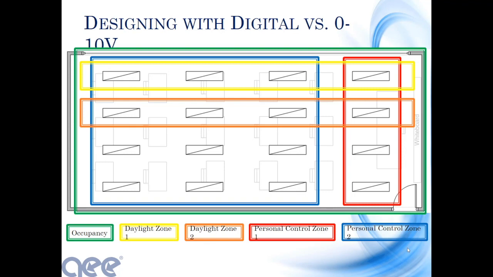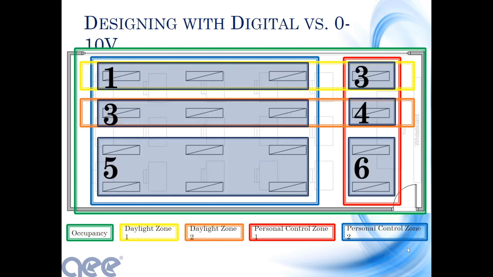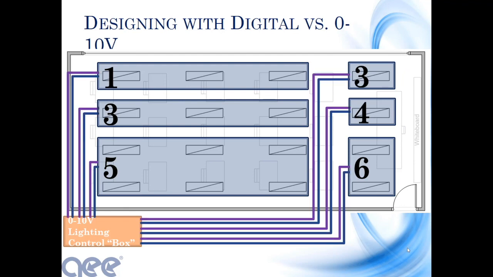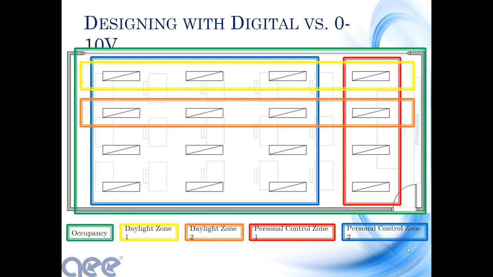So if we take a look at the personal control zone and daylight zones, how do we wire that up? We're looking at 6 zones there. If we do that with 0 to 10 volt or even switching to meet those requirements, we're going to have 6 boxes with a lot of power wiring to do that. Okay?